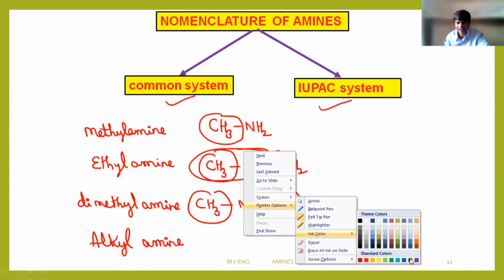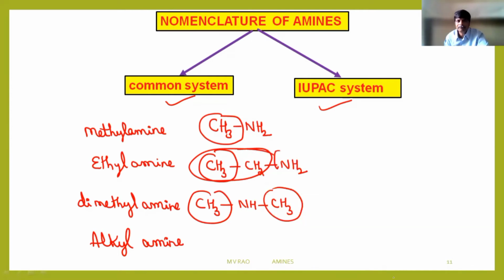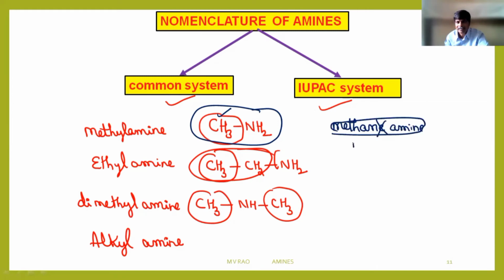You will see the IUPAC names next. For the same compound, for the root word, how many carbons are there? One carbon, so meth, single bond, ane. In methane, you replace this E and add amine. So the complete name is methanamine. There is no gap, methanamine.